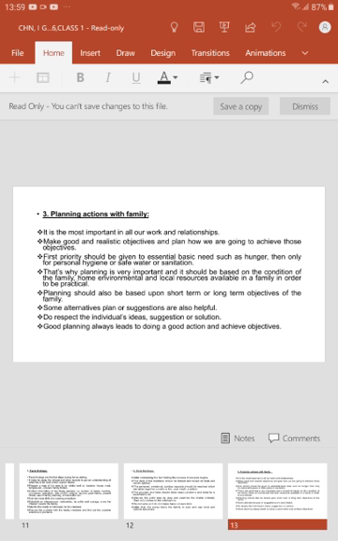Then some alternative plans or suggestions are also helpful. Once you are giving the nursing care, if it is some chronic condition, we can't solve it at home, so we can refer and give an alternative plan for those people, and give a reference towards higher nursing services, and respect the individual's ideas, suggestions or solutions.